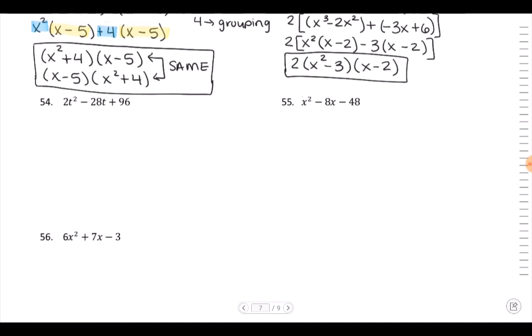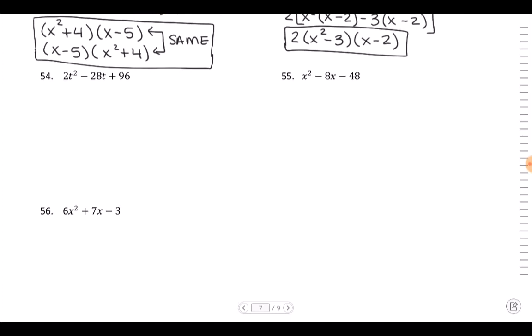Okay. On number 54, first thing I look for is a GCF. And again, I do see that I have a GCF on this one. It looks like all the terms are divisible by 2, so I can put that there. So I'm going to go ahead and factor out the 2. That leaves me with t squared minus 14t plus, is that 48? That's 48. Yeah.